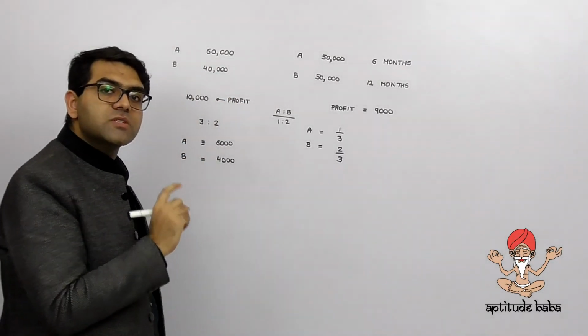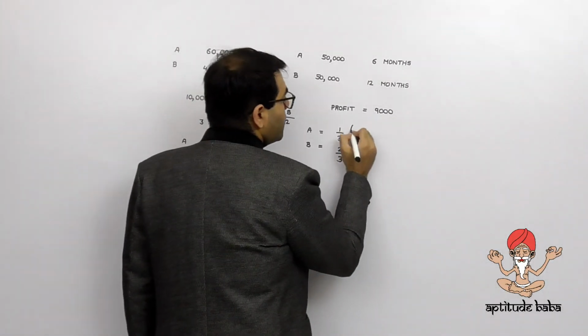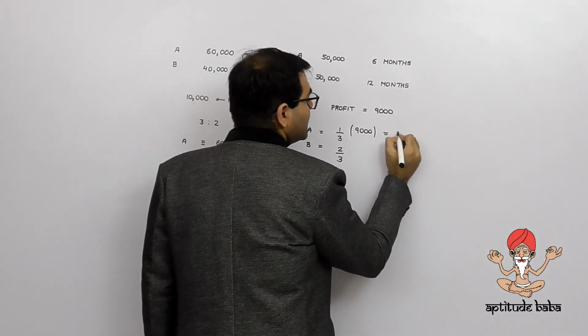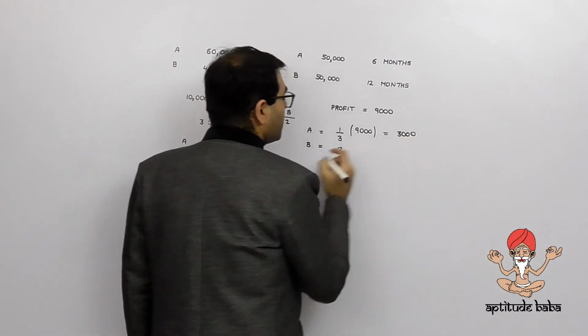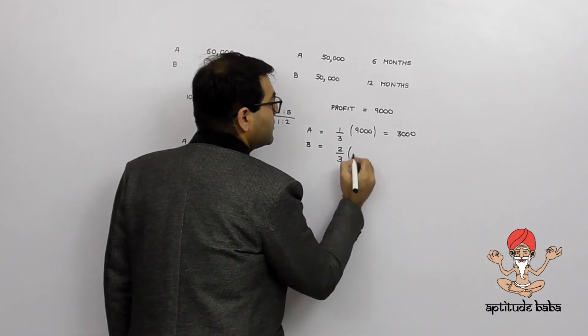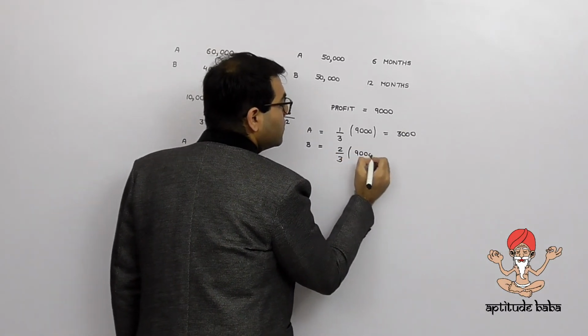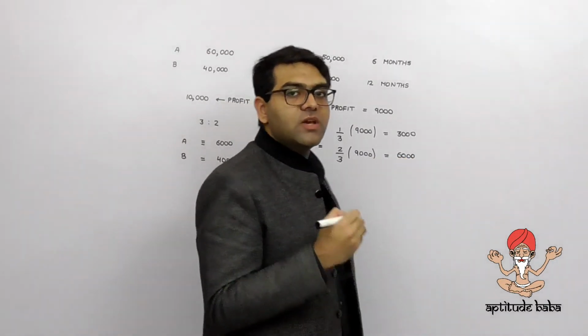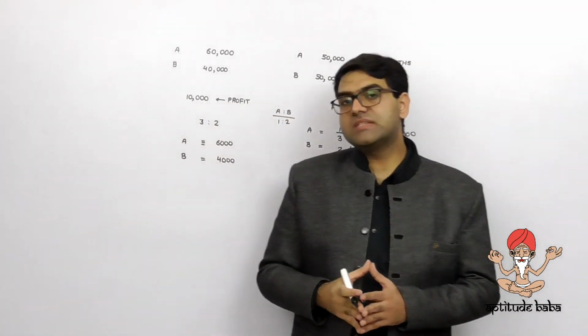अगर 9,000 रुपीज का टोटल प्रॉफिट हुआ था तो प्रॉफिट ऑफ पर्सन A is going to be 1/3 of 9,000 which is 3,000 and profit of person B is going to be 2/3 of 9,000 which is going to be 6,000. Hopefully we are able to understand these two basic cases of partnerships.